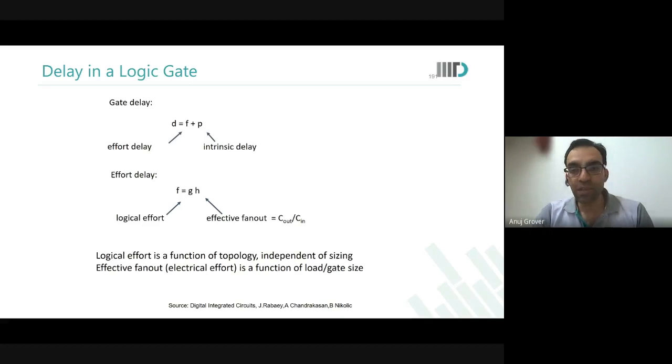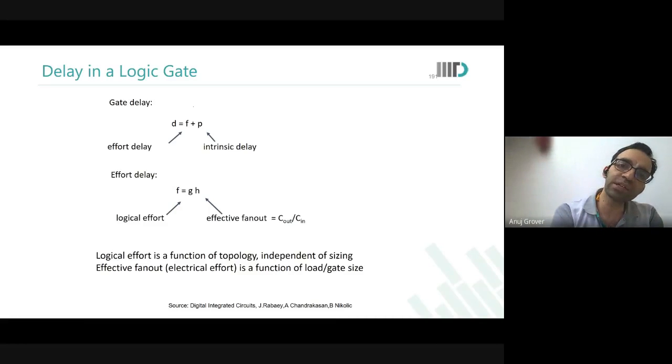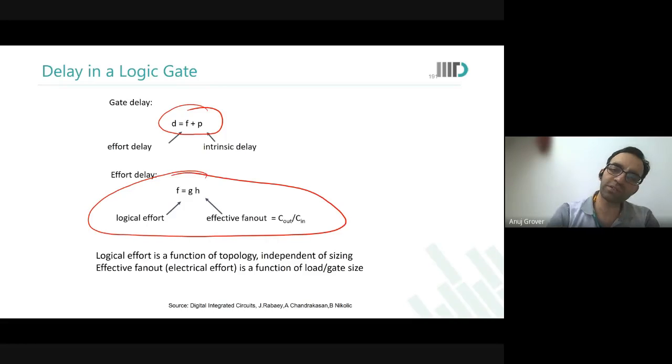Okay, coming back to the class. We were discussing how to estimate delays, how to compare two circuits without even doing one simulation in the course of evaluating those circuits. And for that, we said that delay we will represent as D = F + P, where F represents effort delay and P represents intrinsic delay, or self-loading or parasitic delay, of the circuit. Effort delay in itself is contributed by logical effort and electrical effort. Electrical effort is effective fan-out, C_out by C_in.